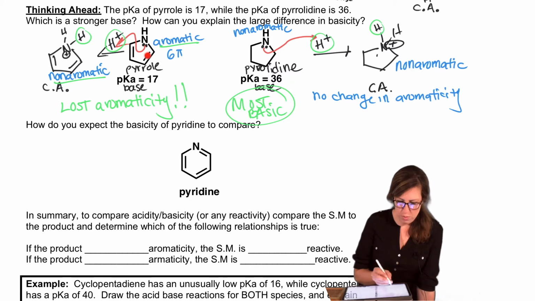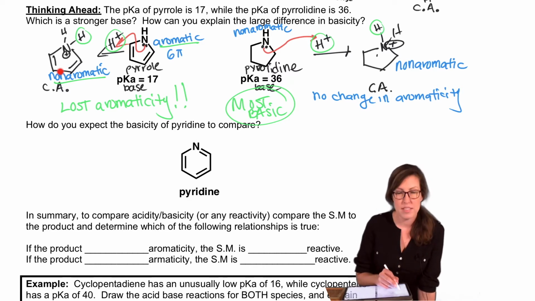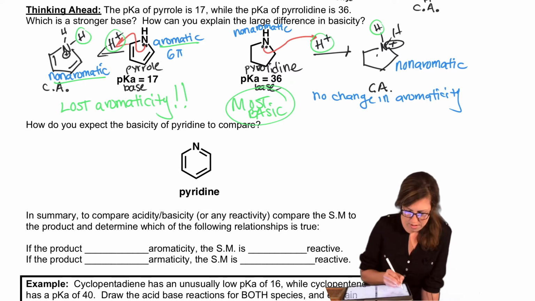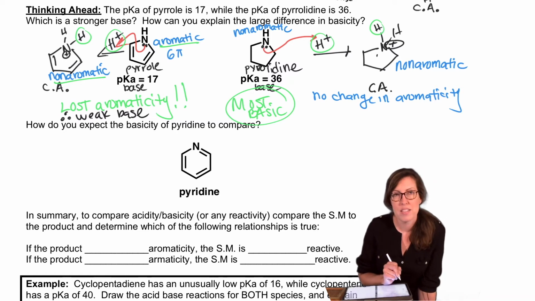So in other words, we went from stable to less stable. We went from comparable stability to comparable stability. So if we make a disfavored process happen by making an acid react, it's not going to want to do that. It's going to be a weaker base, right? So lost aromaticity, therefore weak base. It does not want to react with an acid. So it's a weak base.